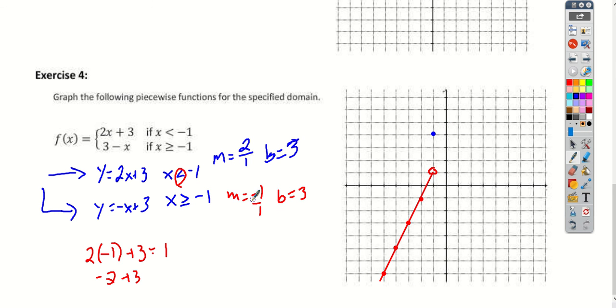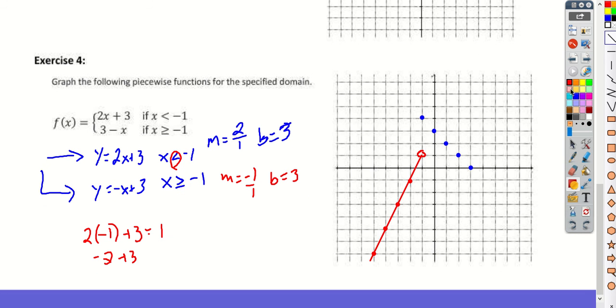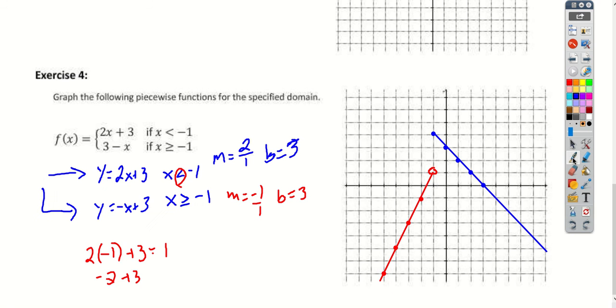And now I'm going to use my slope, which is negative 1 over 1. So down 1, right 1, and I'm going to get this graph right here. And this is how I build this function. So I'm going to draw the rest of this graph in, and there we go.